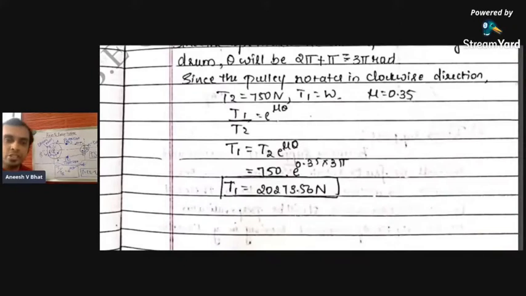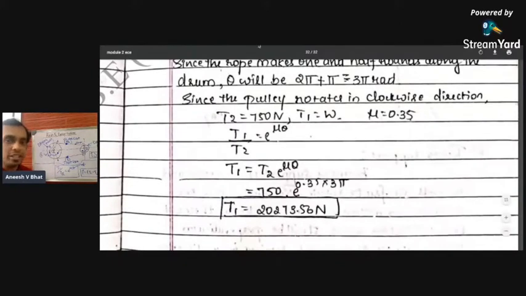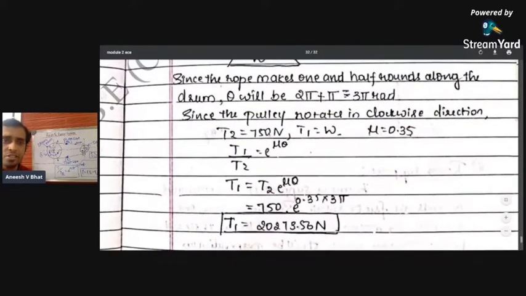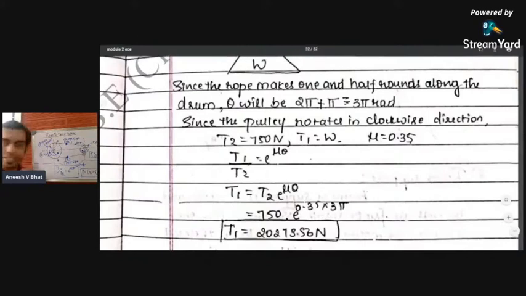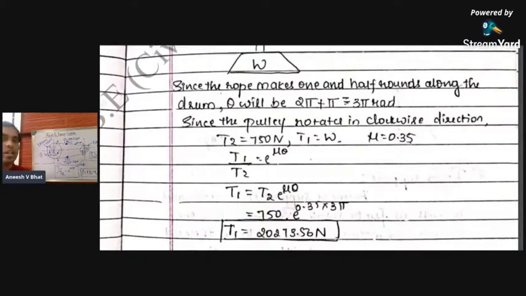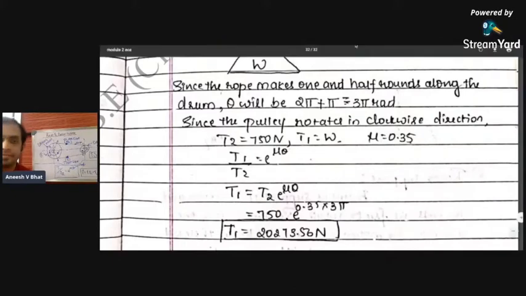The only difficulty here is to find the value of theta. Theta is indirectly given in the form of this sentence. So the rope makes 1.5 rounds. One round will be 360 degrees, 360 plus 180, or 2 pi plus pi, 3 pi radians.